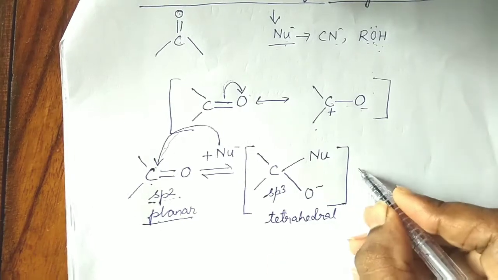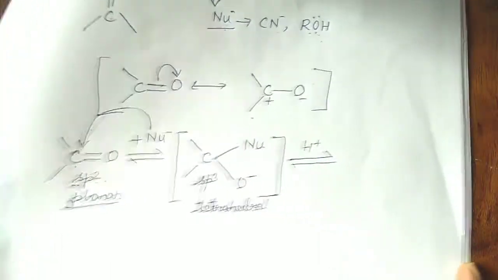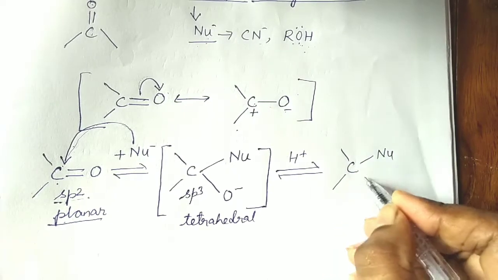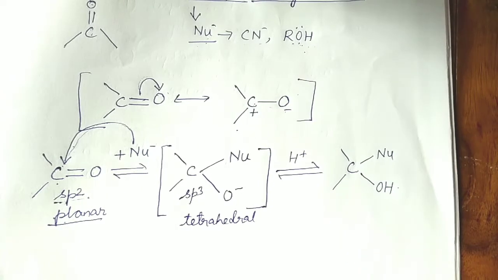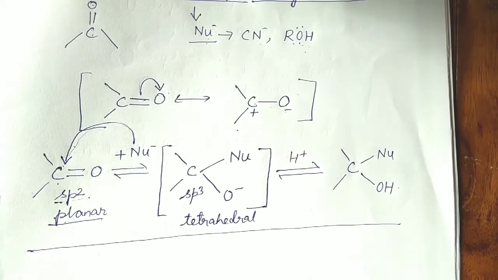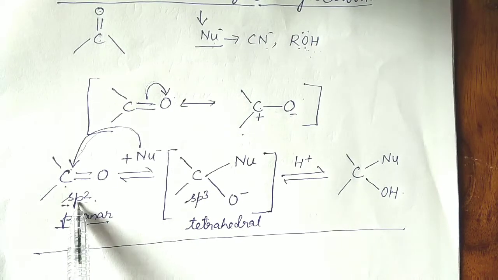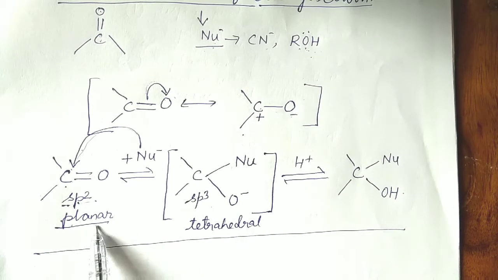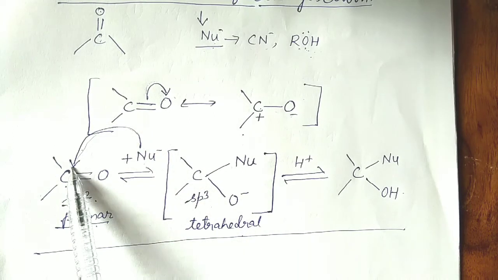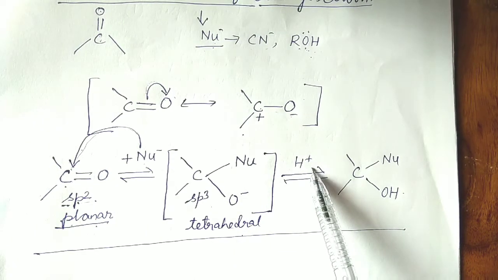So this is the structure of the intermediate. Now this intermediate will abstract a proton from the medium, and the product formation occurs. So you have a nucleophile attached to the carbon and OH on the oxygen. So this is the entire mechanism of the nucleophilic addition reaction of carbonyl carbon. What are the key points to remember? The hybridization changes from sp2 to sp3. The shape changes from planar to tetrahedral. Nucleophile attack takes place perpendicular to the plane of the carbonyl carbon, and a proton is abstracted from the medium.